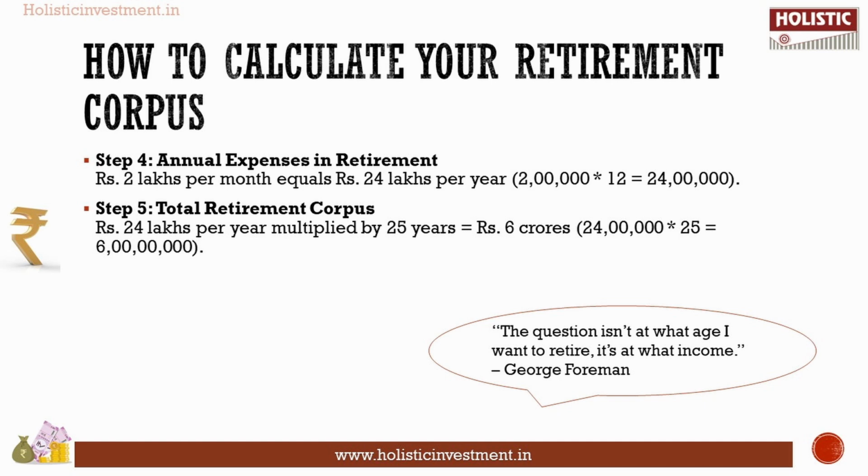Step 5. Total retirement corpus. Multiply your annual expenses by the number of years you expect to live in retirement. For 25 years, that is 24 lakhs per year multiplied by 25 years, which totals to rupees 6 crores. Assuming a 6% inflation rate and 6% returns, your retirement corpus would be 6 crores. This might seem like a lot, but it ensures you maintain your lifestyle throughout retirement.